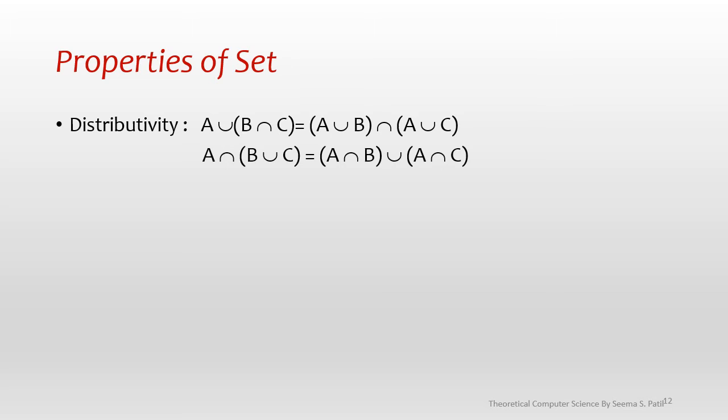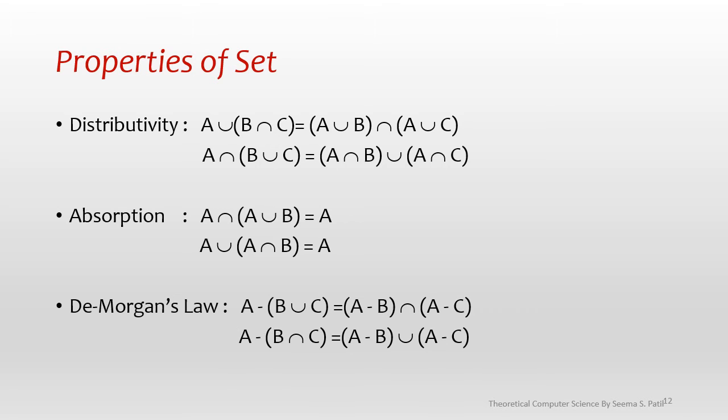Next property is distributivity. That is A union (B intersection C) equal to (A union B) intersection (A union C). And A intersection (B union C) equal to (A intersection B) union (A intersection C). Next property is absorption. That is A intersection (A union B) equal to A and A union (A intersection B) equal to A.